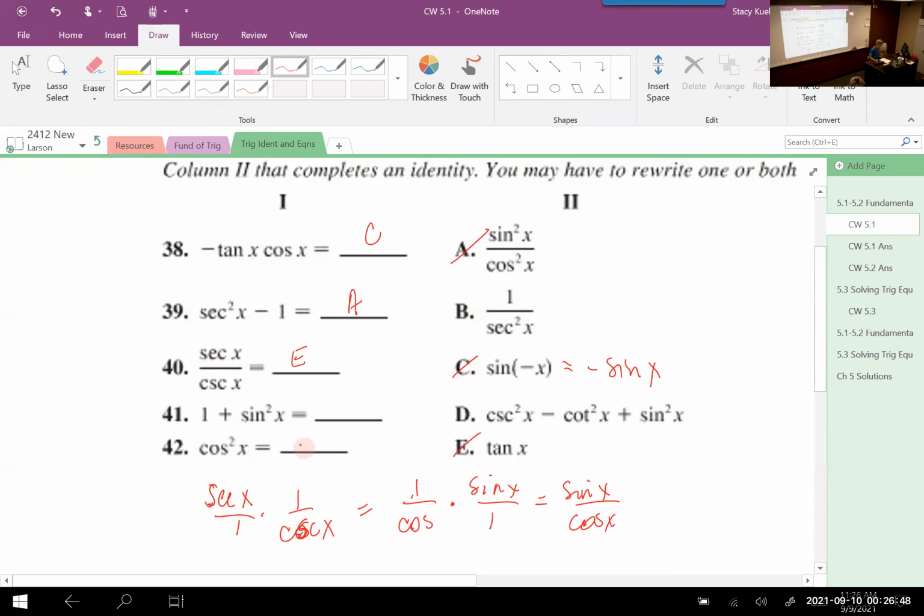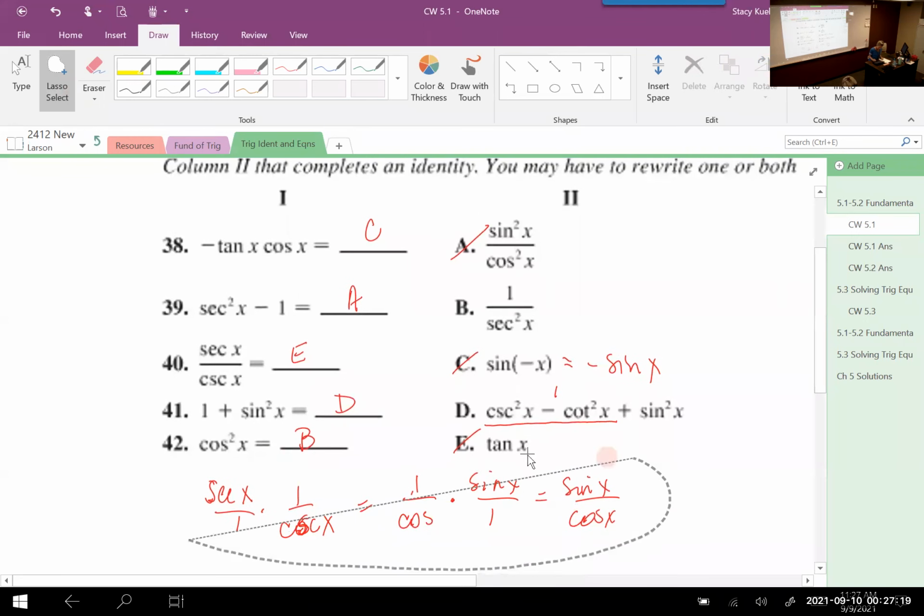Let's go with 42. 42 was what, everybody? B, yeah? Okay, so by process of elimination, that's going to give you D, correct? D is this one right here, but I want you to think, what is cosecant squared minus cotangent squared? It's 1. So that can be 1 plus sine squared. So that was much easier.